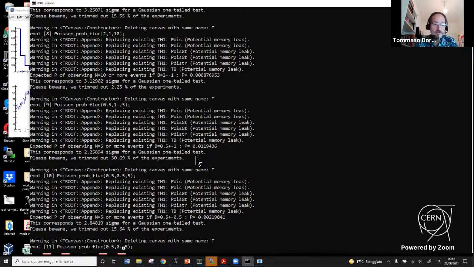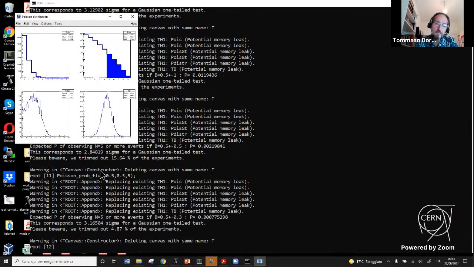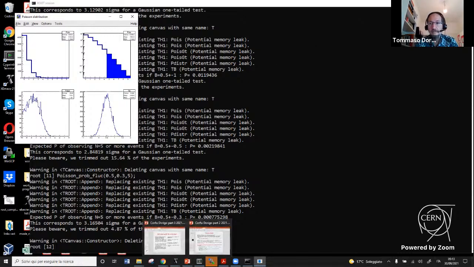So again, it's too large. 0.3 maybe. 0.3 is above 3 sigma. So if you have a background of 0.5 plus or minus 0.3, observing 5 or more events for a counting experiment is 3.1 sigma. Okay.